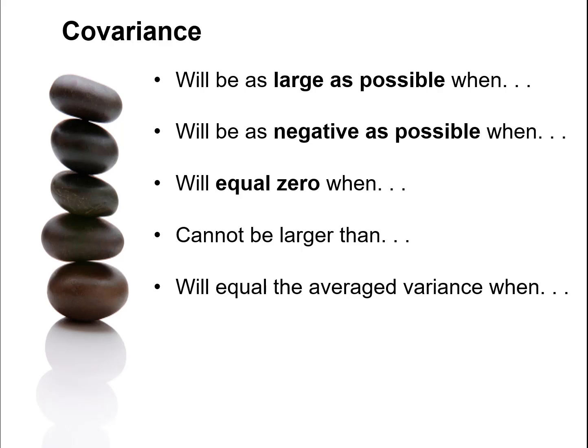So, what are these special properties of a covariance? I'm going to go through and tell you about these important properties of a covariance, and as I'm doing this, see if you can think ahead and guess how we're going to use a covariance to calculate a correlation. So let's look at these fabulous, amazing, special, important properties of a covariance. First thing, a covariance will be as large as possible when you have a perfect positive correlation.